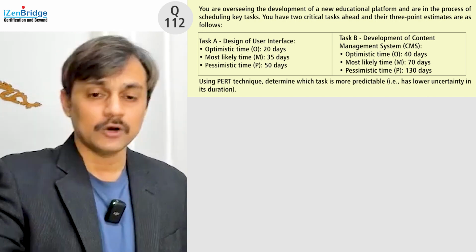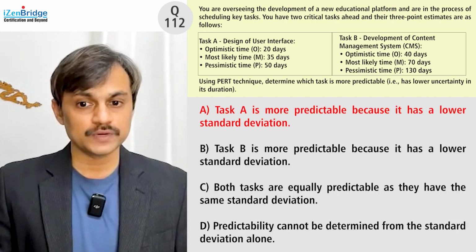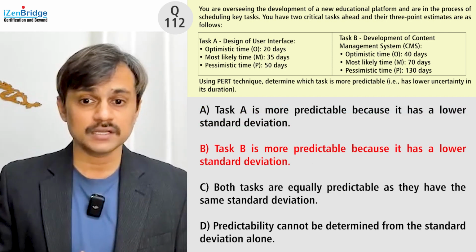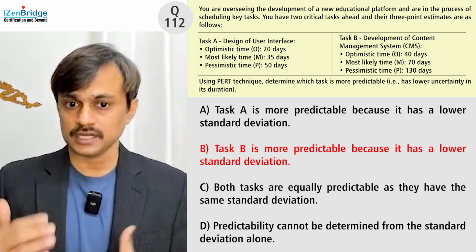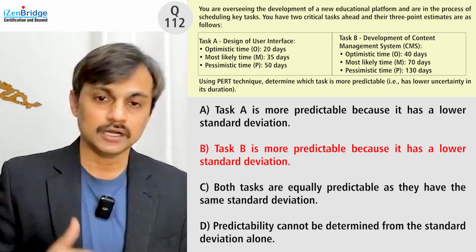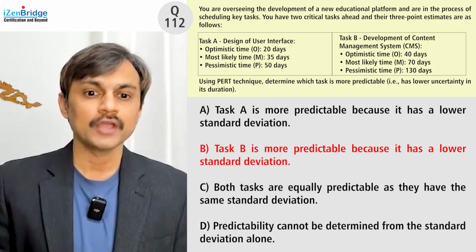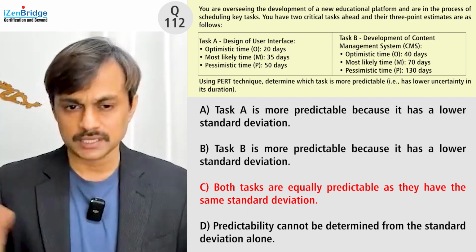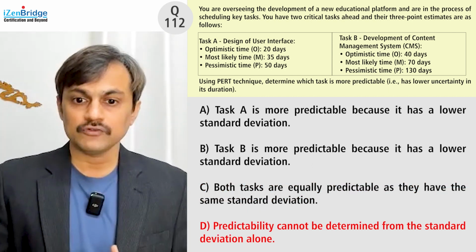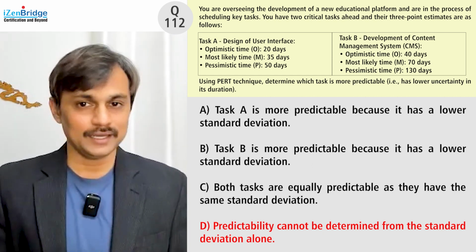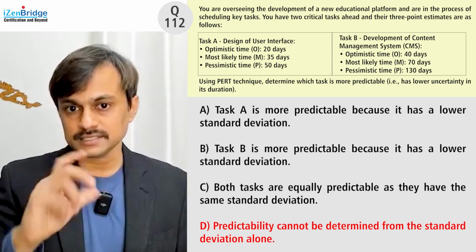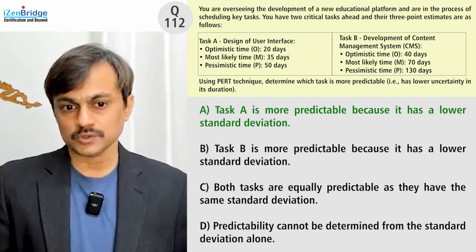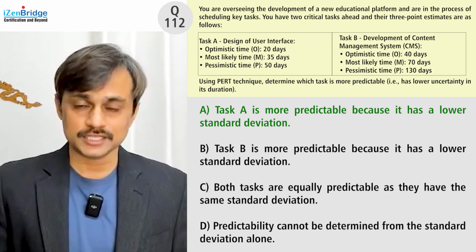So let's look at the options now. Task A is more predictable because it has a lower standard deviation. Yes, that's the fact. Task B is more predictable because it has a lower standard deviation. No, task B has a higher standard deviation. We just calculated it: 130 minus 40, 90 divided by 6 is more. Both tasks are equally predictable as they have the same standard deviation. No. Predictability cannot be determined from the standard deviation alone. It can be, because we are using the standard deviation as a tool to predict the certainty in your estimation. So option A goes with this particular question.